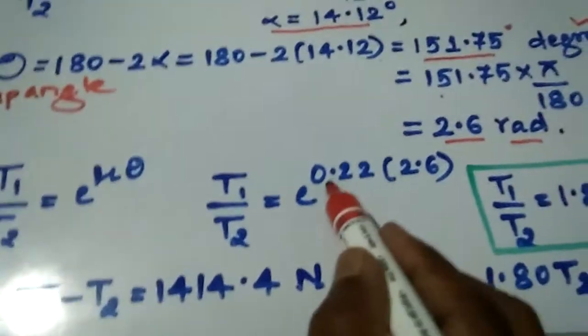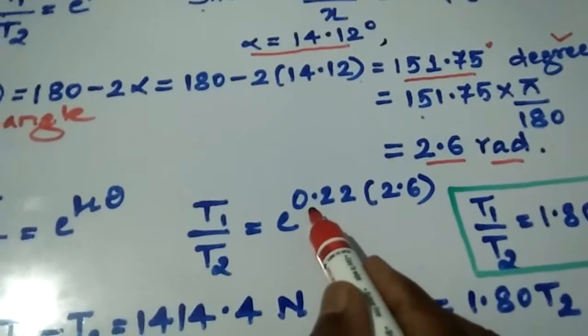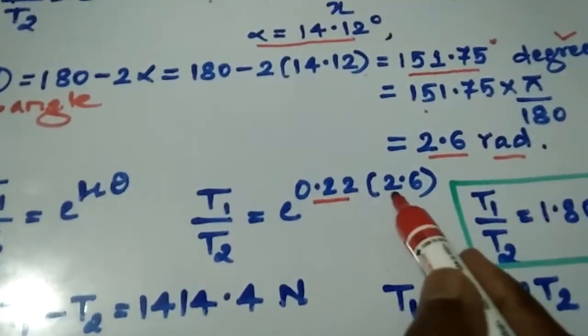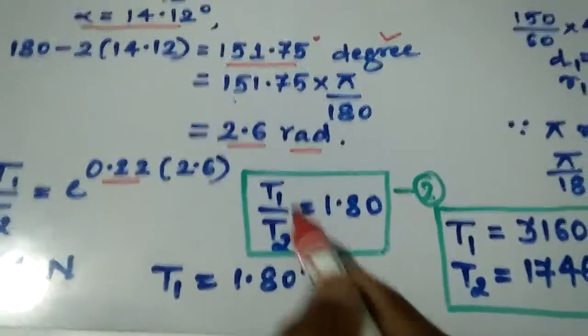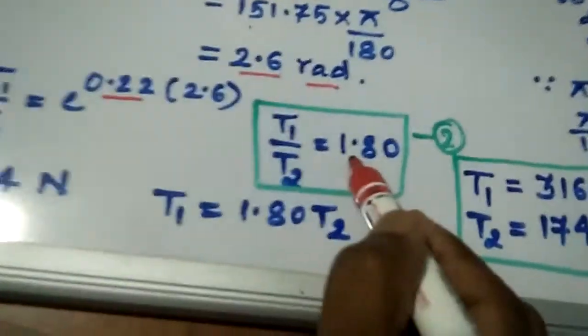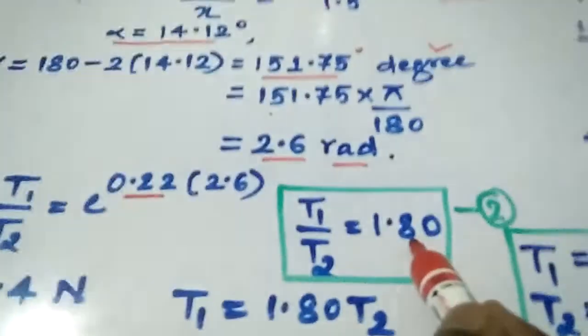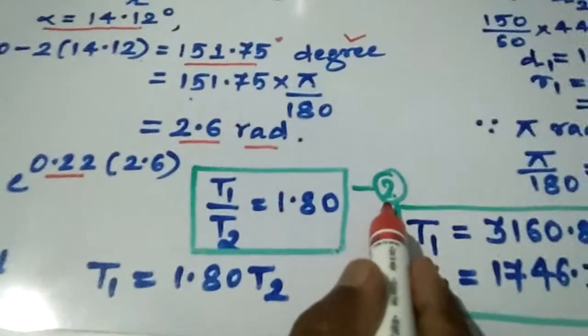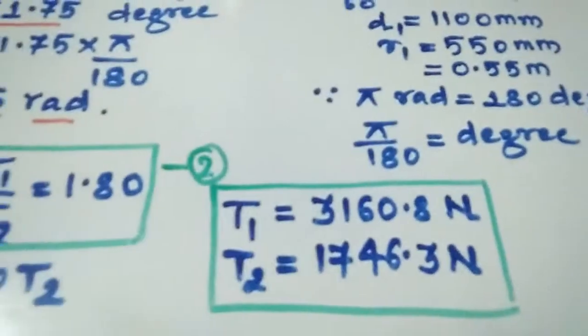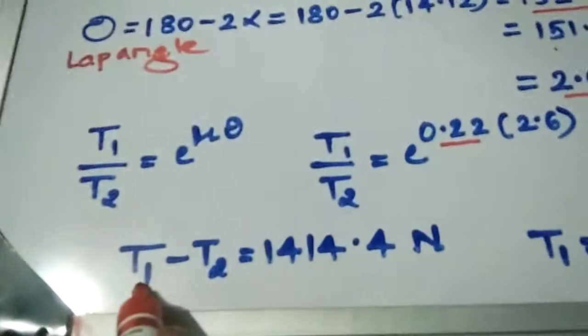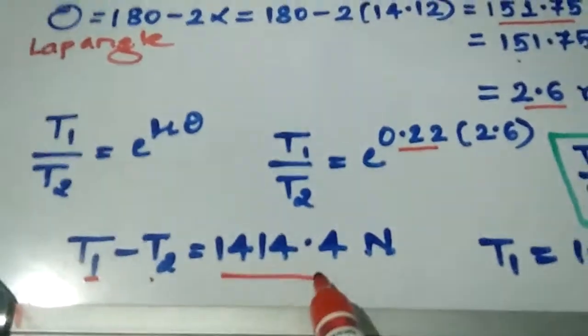Mu, the coefficient of friction, is given as 0.22. Then theta comes as 2.6. Then one more equation, you will get T1 by T2 equal to 1.80. If you consider this as equation 2, from the first and second equations you will get T1 and T2. What is the first equation?